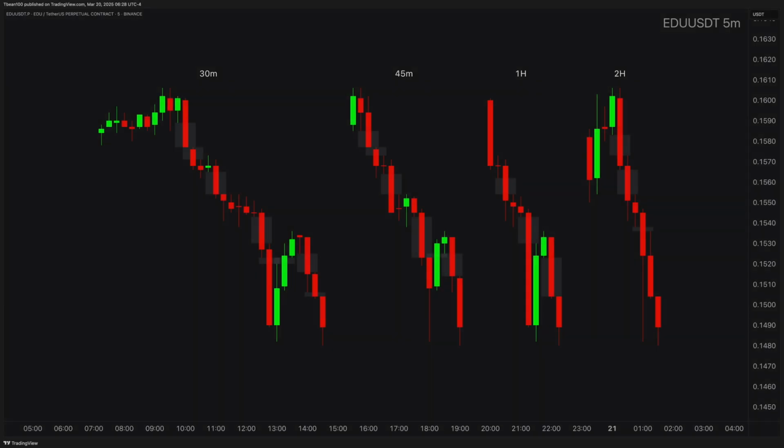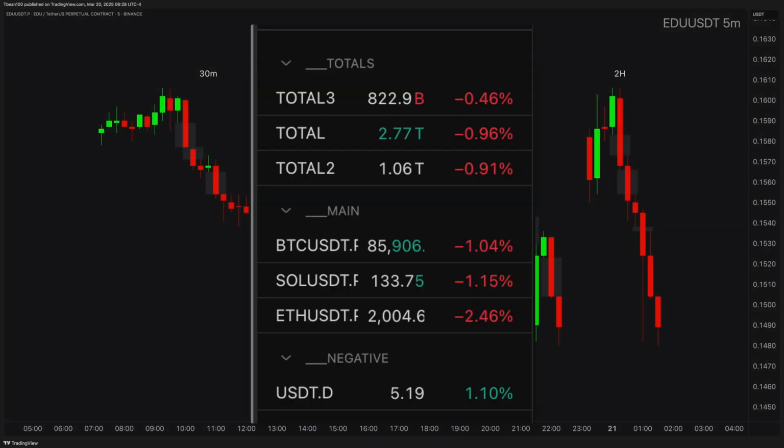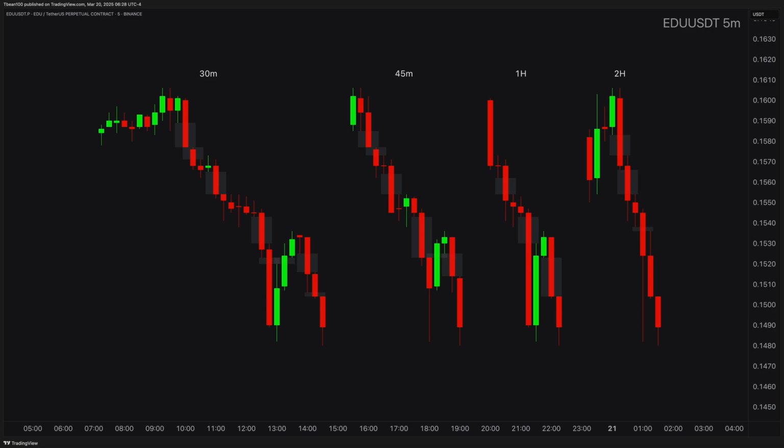The moment that you check out charts today, you will notice the weakness in the market. Totals and major coins are rather on the weak side, while USDT is trying to be dominant. It is actually a nice day to look for short-based trades. And this EDU coin was a nice top loser. It was crushing all morning.